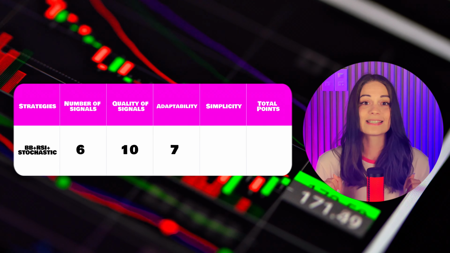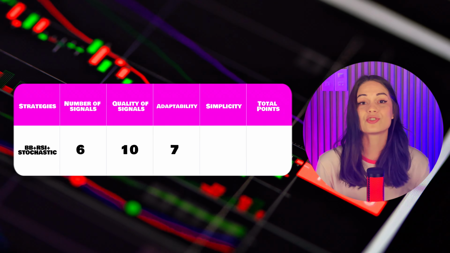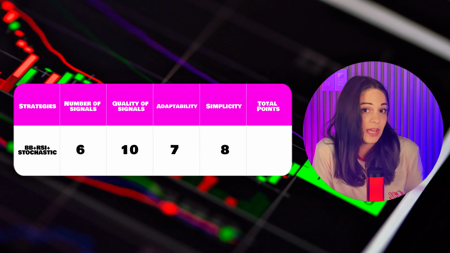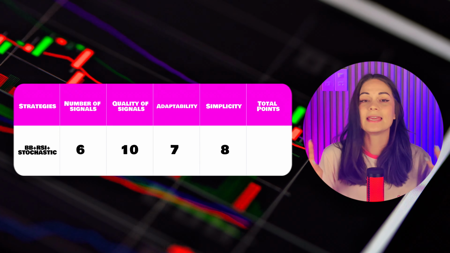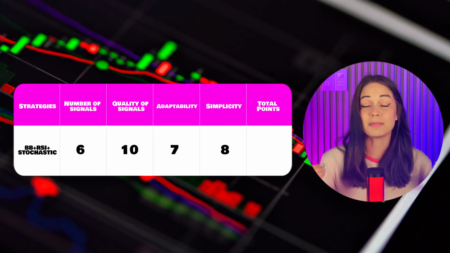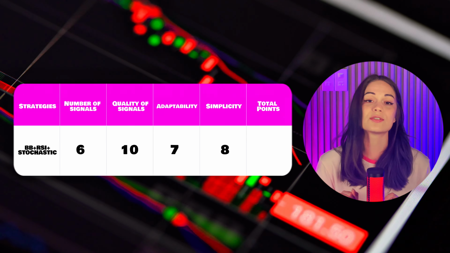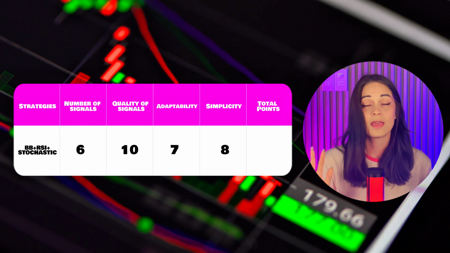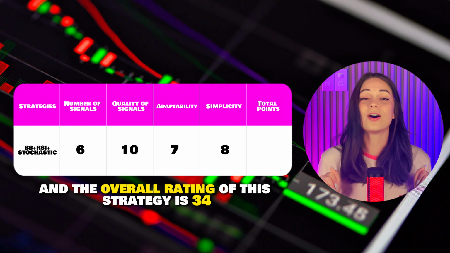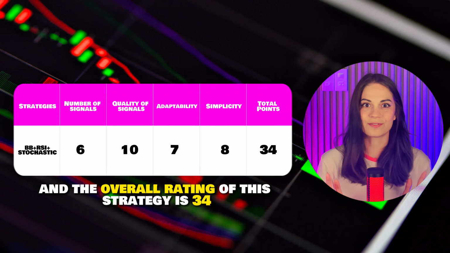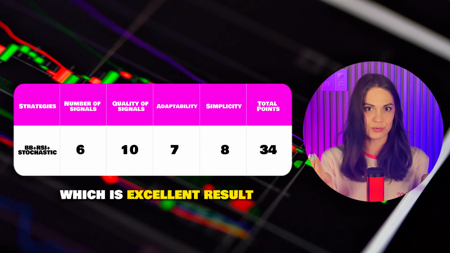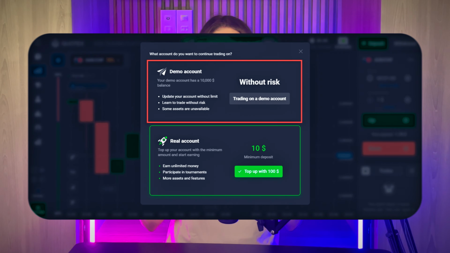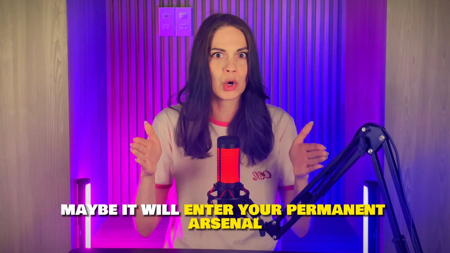And the last one, simplicity. In general, you can put 8 out of 10 here for this strategy, and it's not really complicated. The main thing is not to rush and not to open deals without waiting for a signal from all 3 indicators. The overall rating of this strategy is 34, which is an excellent result. So I think this strategy is worth at least trying on a demo account. If the result is good, maybe it will enter your permanent arsenal.